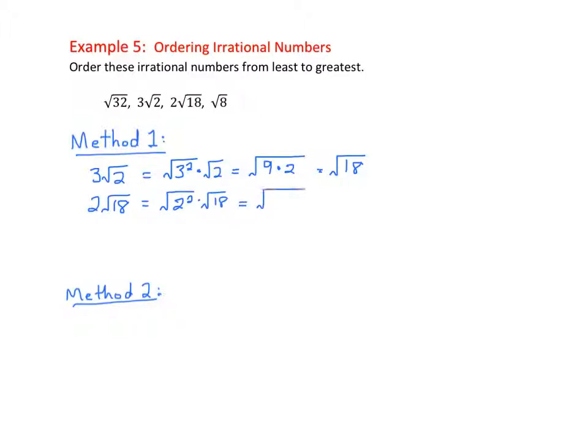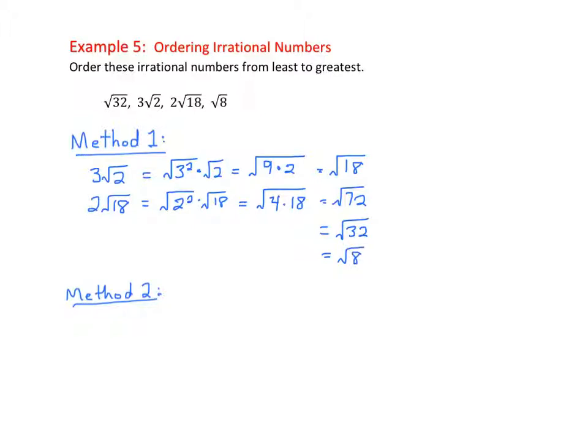So that's going to be equal to 2 squared, which is 4, times 18. And 4 times 18 is just equal to 72. So we'll have the square root of 72. Now the other 2 radicals were already entire radicals. So we had the square root of 32 and the square root of 8.